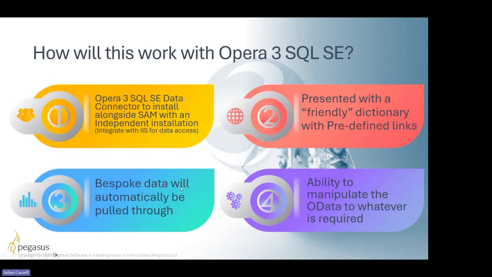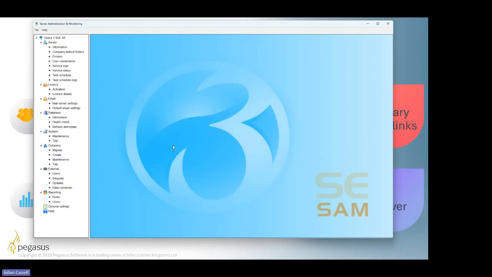So how is it going to work with Opera 3 SQL SE? But I'll show you now. It's going to install alongside SAM. Now, if you haven't got SQL SE, you have no idea what SAM is. SAM is our server administration and monitoring tool, and also touches on a bit of security. So I'll just pop it on the screen there if you can see that.